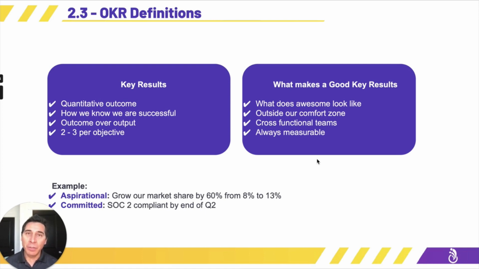With that key result, we should always have some sort of finish line, some sort of definition that says that we've succeeded, okay? It's always measurable. A couple of examples here. Aspirational key result would be to grow our market share by 60% from 8% to 13%, right? So again, we've got those metrics that we've called out, and we've identified that key result. We are also very aspirational in terms of how we want to grow there, right?